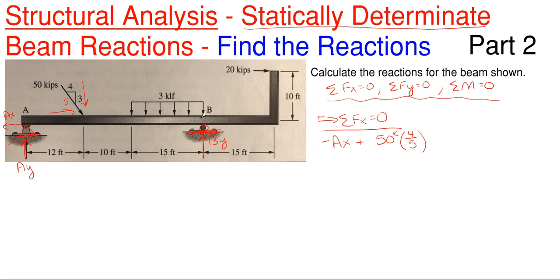The 3 kips per foot is vertical, so don't include it. BY is vertical, don't include it. AY is vertical, don't include it. And then lastly, we have this 20 kips up here with this little extension. It is acting to the right, so plus 20 kips, and that's all I have equal to 0.